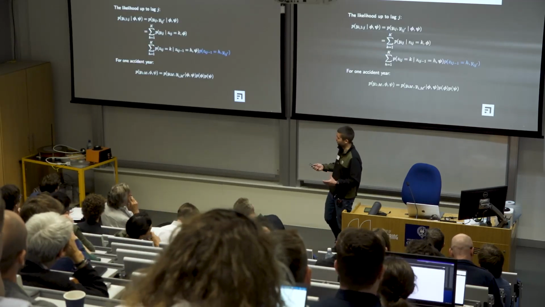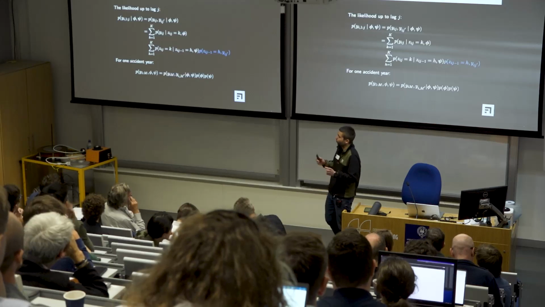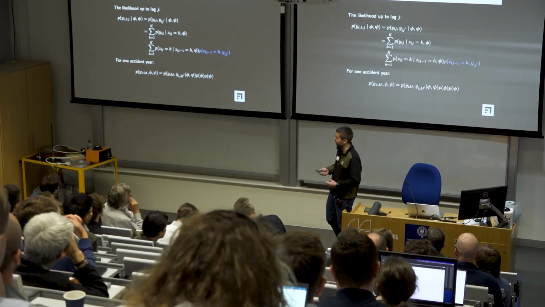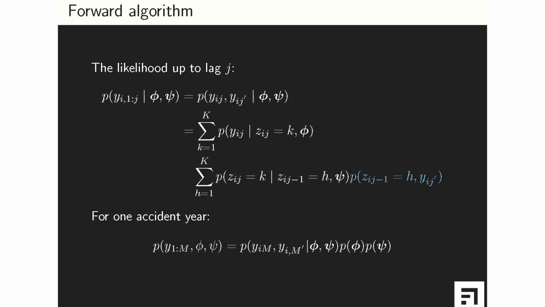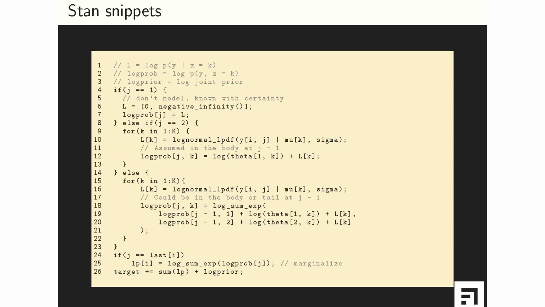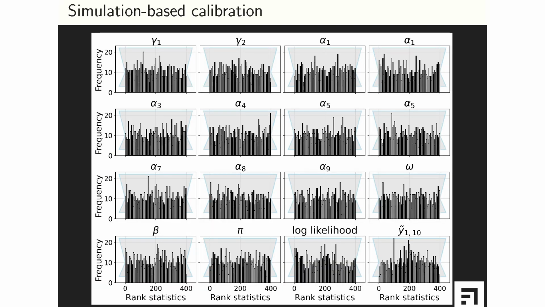I've put more details here, including for one accident year, how you'd write out the joint probability of the data and the parameters. And again, I won't go into details here given the time, but if you want to come back and look at the slides, this is a Stan snippet of pseudocode that you can look at for how you write it out.